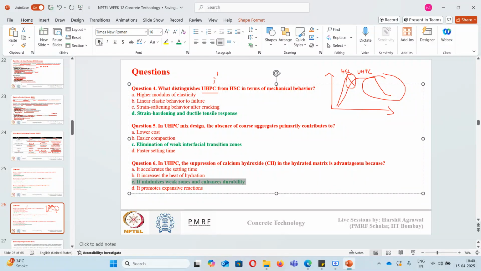Why? Because we have read earlier when we talked about durability of concrete, calcium hydroxide is relatively soluble and vulnerable to chemical attacks like carbonation or sulfate attack. So in UHPC, what happens? This suppression of calcium hydroxide, due to pozzolanic reaction with silica fume, makes concrete denser and more durable with fewer weak zones. Calcium hydroxide, like coarse aggregate, is also a weak zone in concrete. If we eliminate this, we can enhance the durability of the concrete.